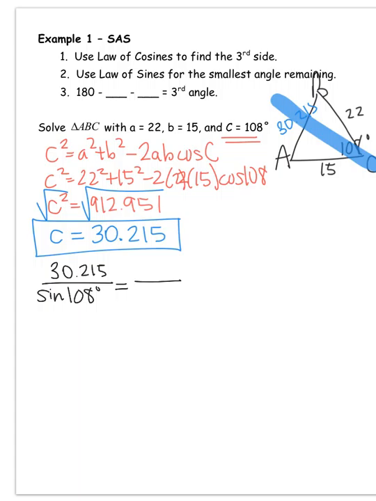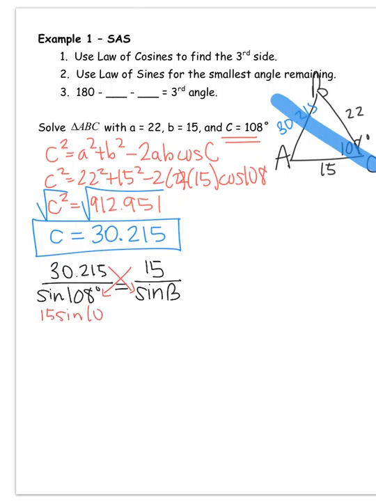My safe bet with law of sines is to find the smallest angle. That way I don't accidentally run into the ambiguous case. So I'm going to use 15 and sine B. I know B is smaller because side B is smaller. Okay, I'm going to cross multiply and divide.